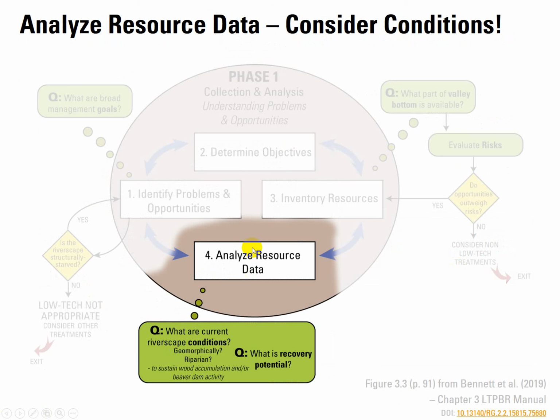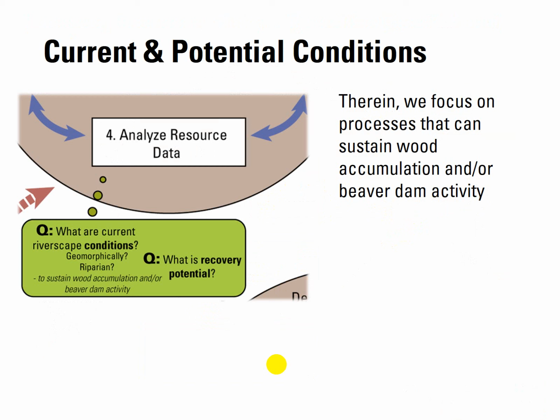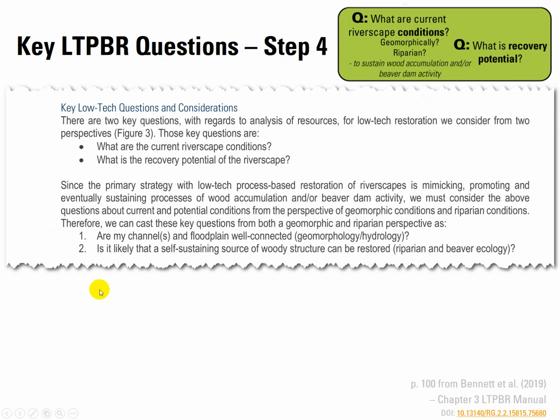Well, let's see here. So we've done our inventory of resources. Now we're going to analyze that resource data and really get directly at these two questions: what are the current conditions, and what's the recovery potential? And therein, we need to focus on the processes that can sustain wood accumulation and/or beaver dam activity. So there's a lot of text. This is from page 100 of the design manual, but these are really fundamental questions, so I'm going to take our time through it.